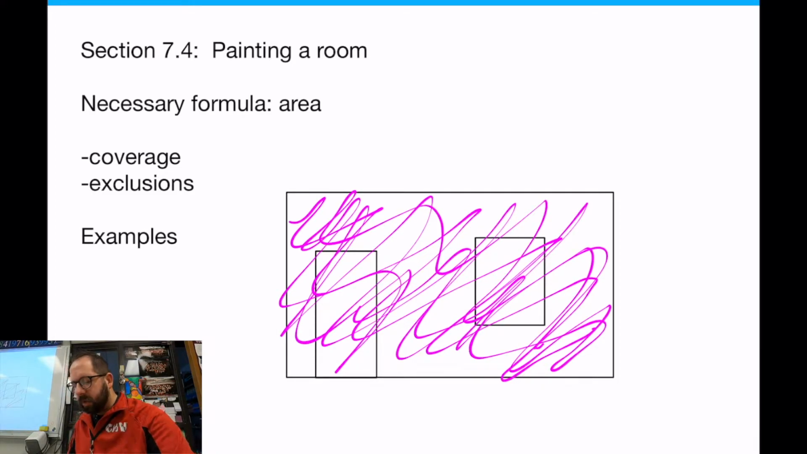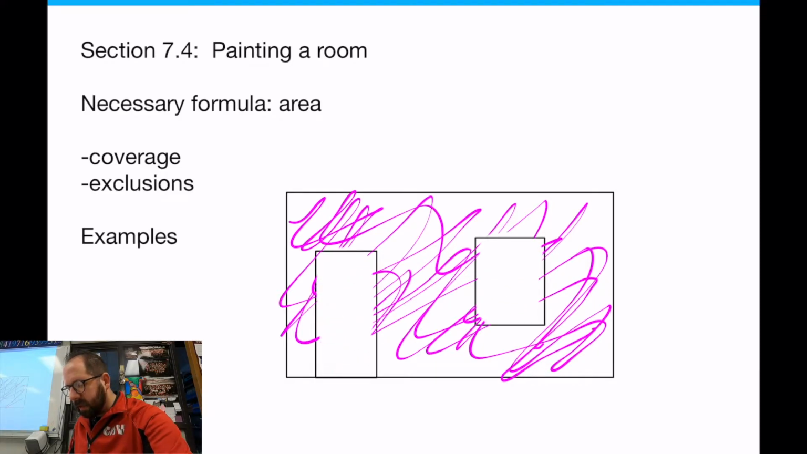And what we're going to do is, once you find the area of the entire room, let me just color this in here, then we're going to subtract the window out, and we're going to subtract the doorway out. And that will give you the area of the walls that you're going to have to paint.